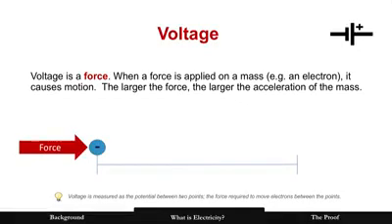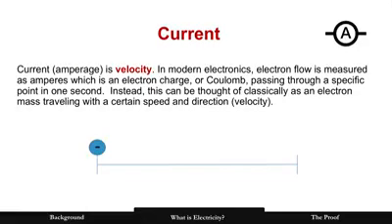Voltage. So voltage is a force. Right? When a force is applied on a mass, it causes motion. The larger the force, the larger the acceleration of that mass, such as this. All right, let's assume that to be voltage. Current, or amperage, is a velocity. Now, that's different than modern electronics because electron flow is measured as amperes, which is an electron charge called a coulomb passing through a specific point in 1 second.